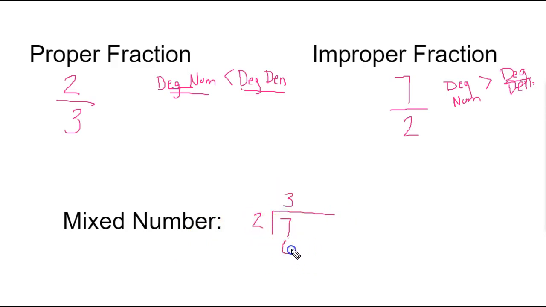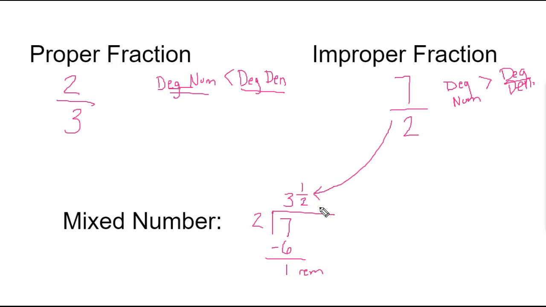3 times 2 is 6. And then I have that remainder of 1. And in order to just write it as a mixed number, we take the remainder and we write it over the divisor. And so we would end up with 7/2 as an improper fraction would become 3½ as a mixed number. We can do the same thing with rational functions.